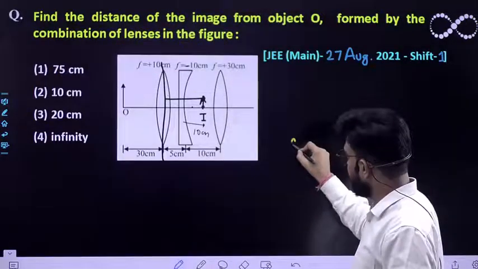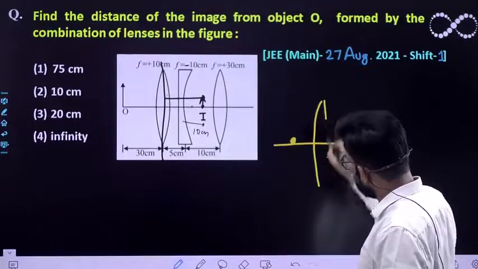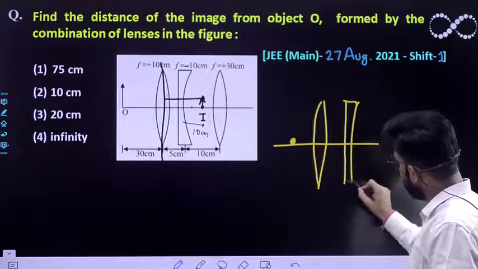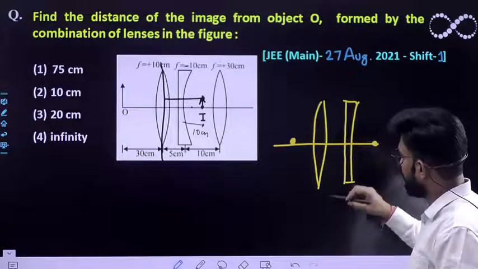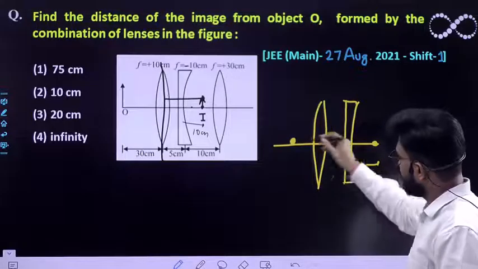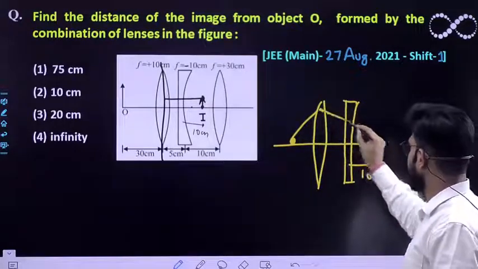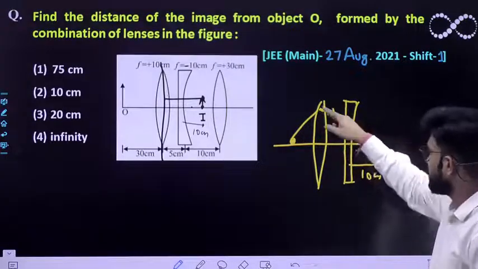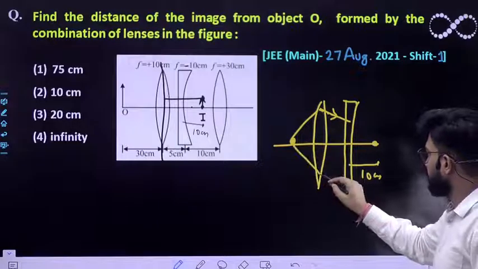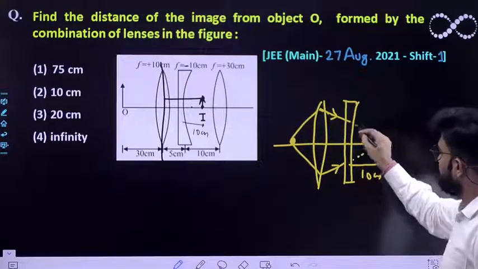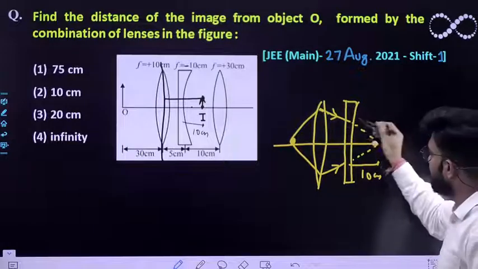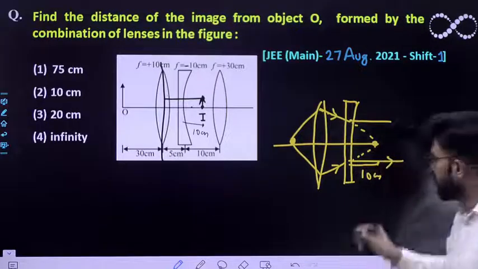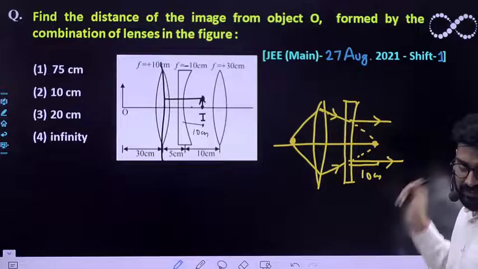suppose an object is placed at a certain distance, and this is a convex lens, and you will be having another lens whose focal length is also 10 centimeter from it. So these coming lights were directed towards the focus point of the second lens, so it will go parallel. Obviously, whenever light is directed towards its focus, it would go parallelly.